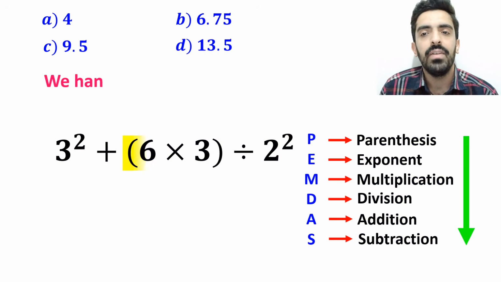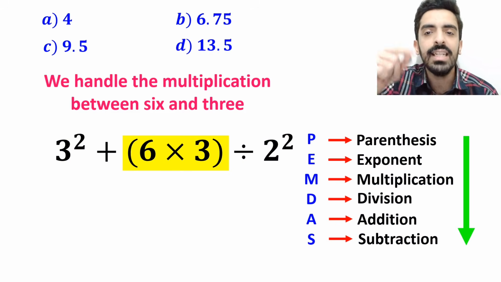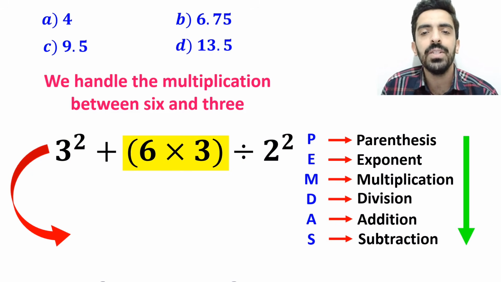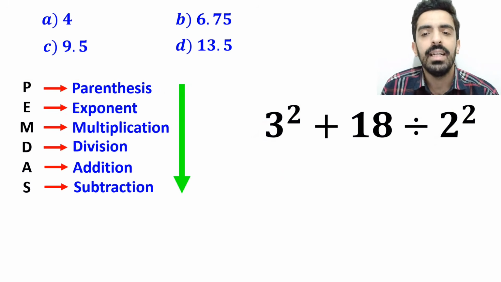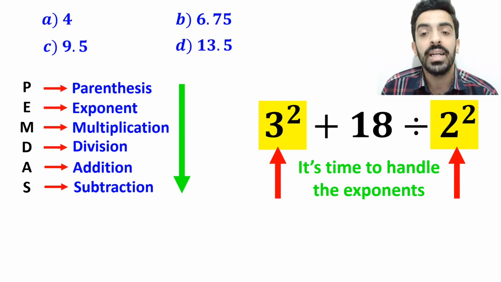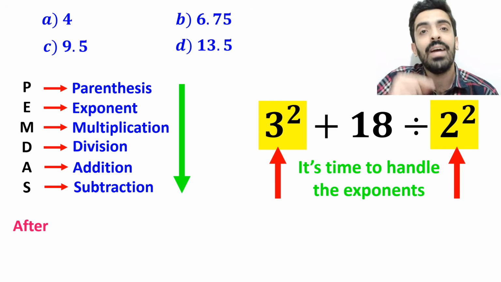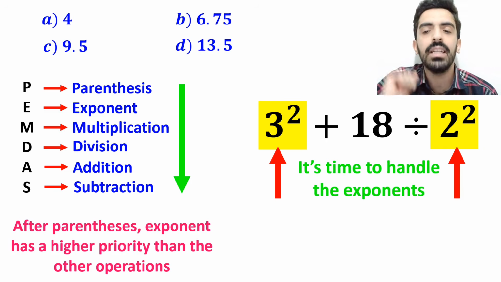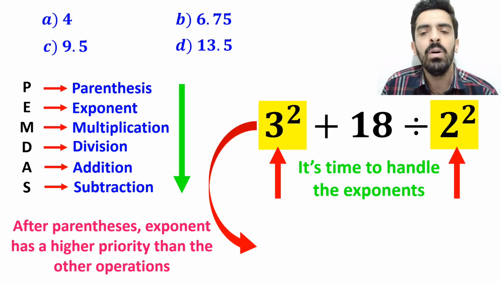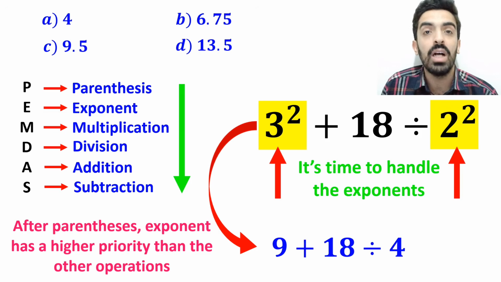And the next step, we handle the multiplication between 6 and 3, and this expression simplified to 3 squared plus 18 divided by 2 squared. Next, it's time to handle the exponents, because according to the PEMDAS rule, after parentheses, exponent has a higher priority than the other operation. So, we can write this expression as 9 plus 18 divided by 4.